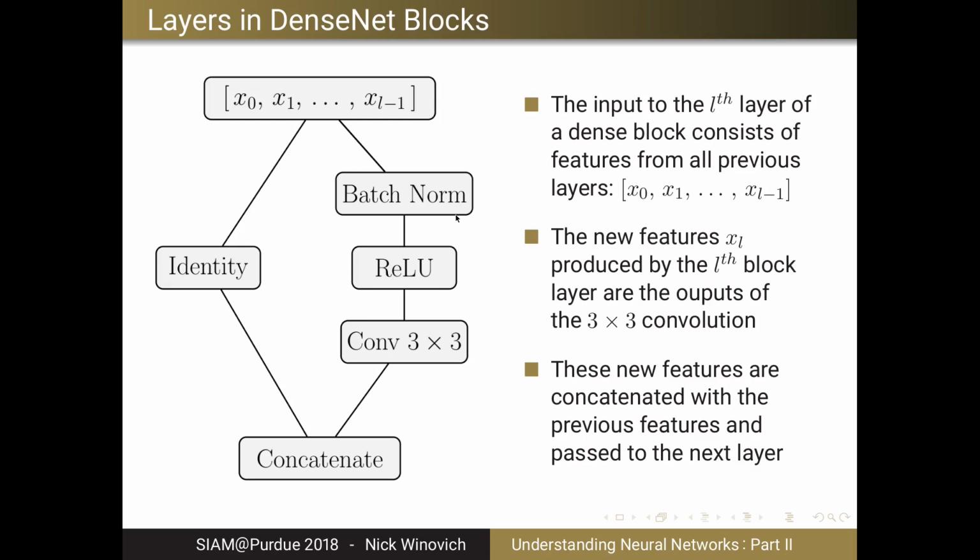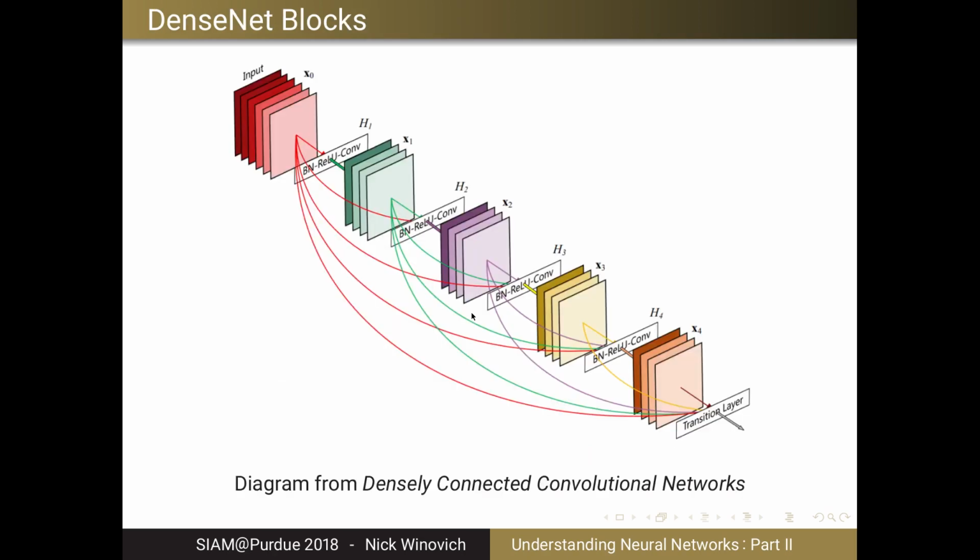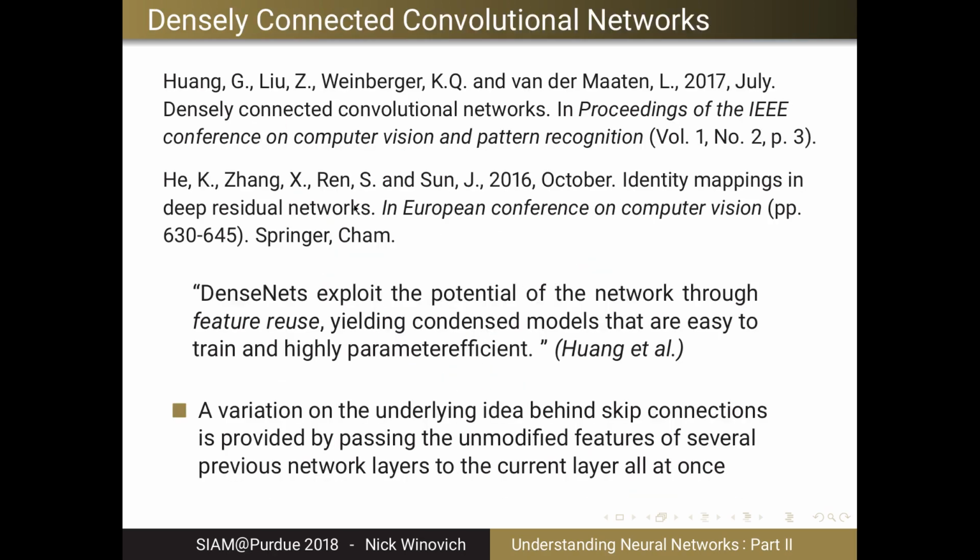Just as a final word, there is some difference between this and the layers that we've seen before. So we have this batch normalization and the activation function before the actual convolution layer. This is referred to as pre-activation, and you can read more about it in this paper by He, Zhang, Ren, and Sun, which goes over some of the different possibilities for skip connections and different uses of identity mappings within networks.